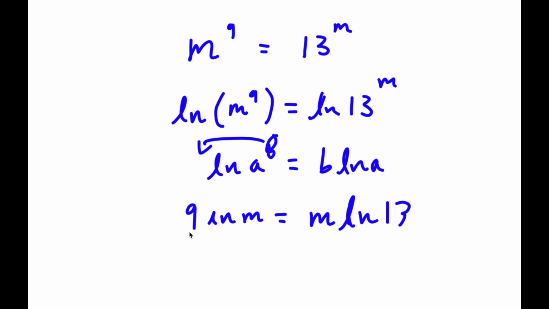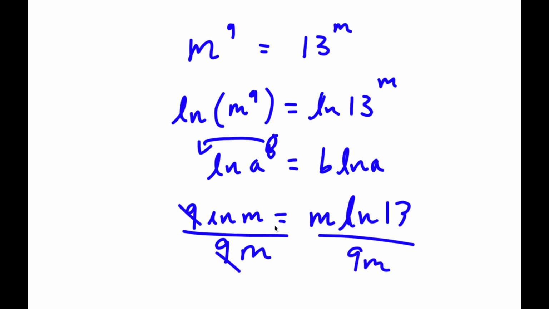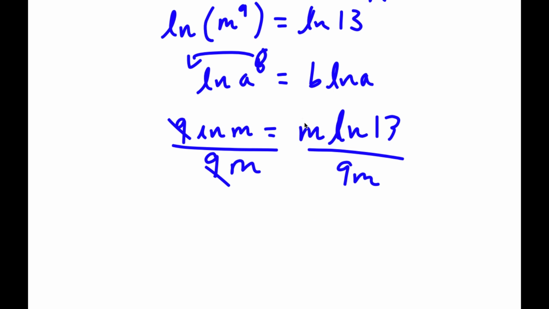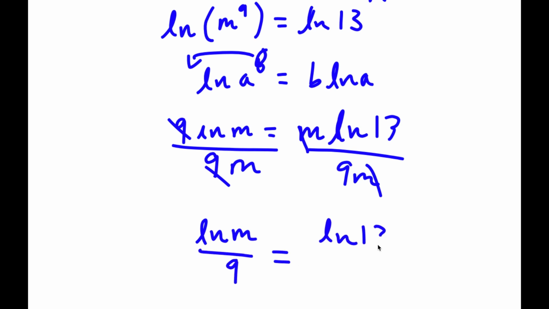Now, if I divide both sides by 9n, these two cancel out, and these two cancel out. So now I have ln m over n is equal to ln 13 over 9.